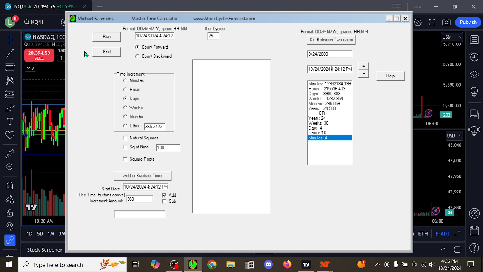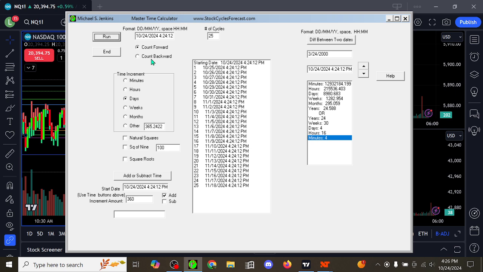Up top here, you've got a calculator that can spit out stuff here. It's kind of useful, but it won't inherently be useful right away, because as you see, I just clicked run right away for 25 cycles, right? I didn't specify any special type of math for it. So all it did just by pressing run was count exactly 1 day forward, or I could count it backward and it could go exactly 1 day backward. That's not useful.